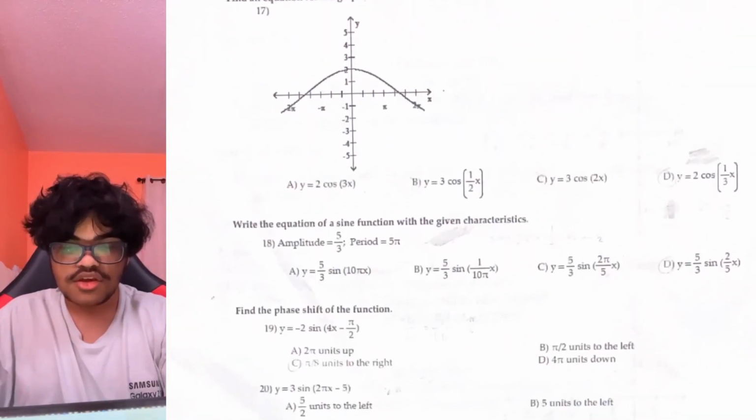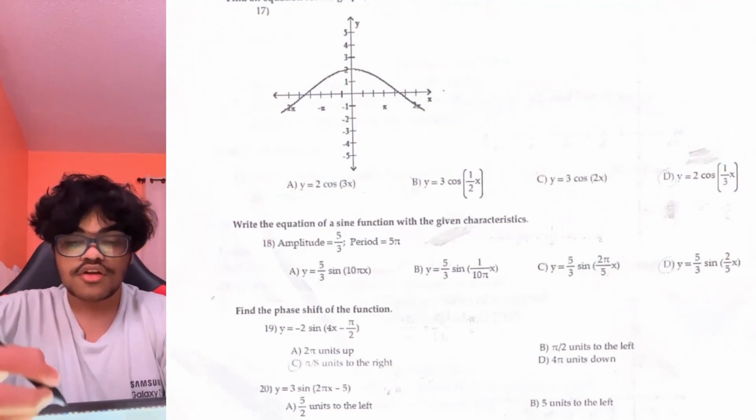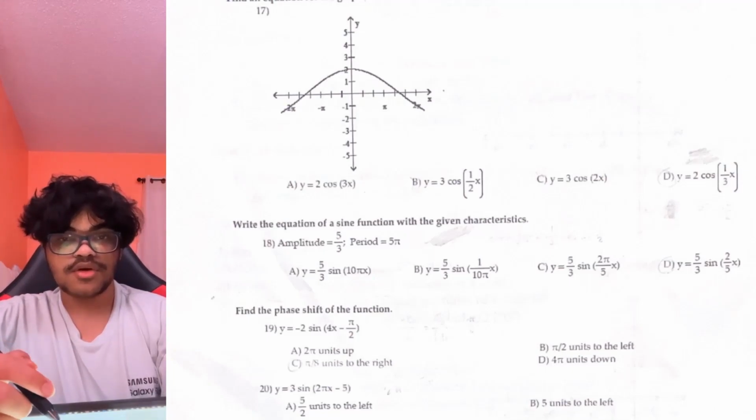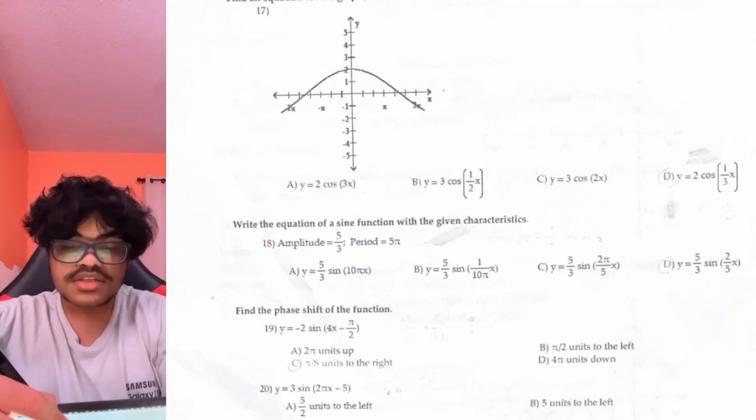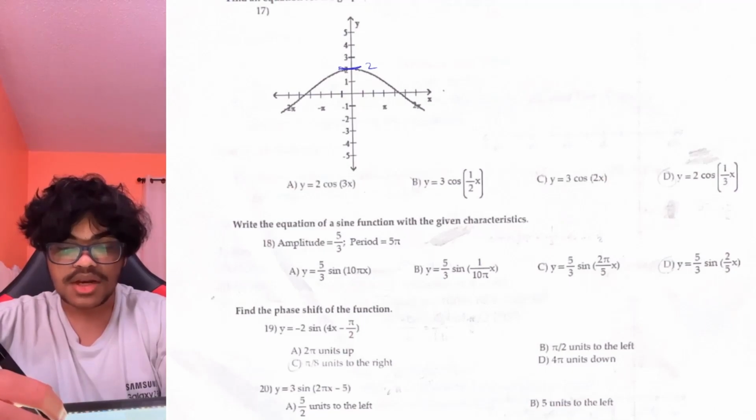Now, find the equation for the graph shown here. Let's start off by finding the maximum and minimum of this graph, because that'll tell us a bit about the amplitude, and it'll be easier to go from there. We can see that the maximum of this graph is 2, and we can't really see the minimum here, but we can see that it's starting to level out at around -2.